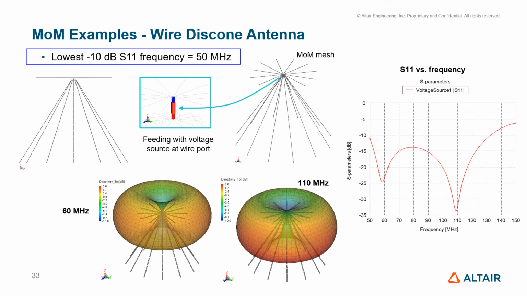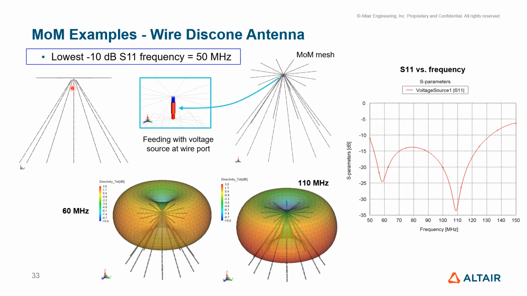Let's take a look at some examples for method of moments. One I took as a first example is a wire discone antenna. One of the reasons is because when you have these wire segments, wire type of structures, method of moments can be the best solution you can have, because you don't need to model these wires as cylinders. You just model them as thin wires. That is what we call thin wire approximation.